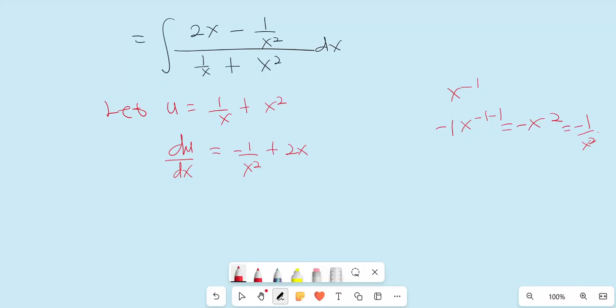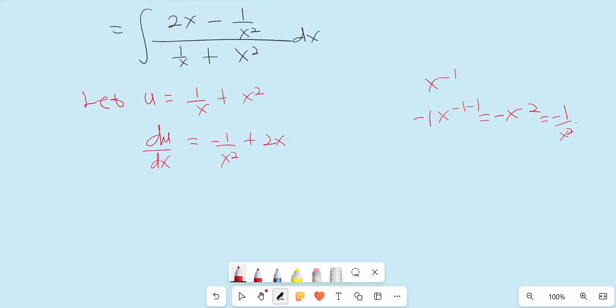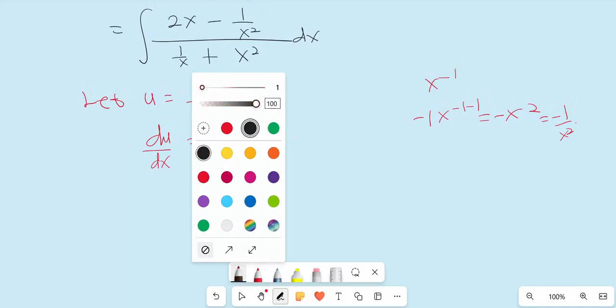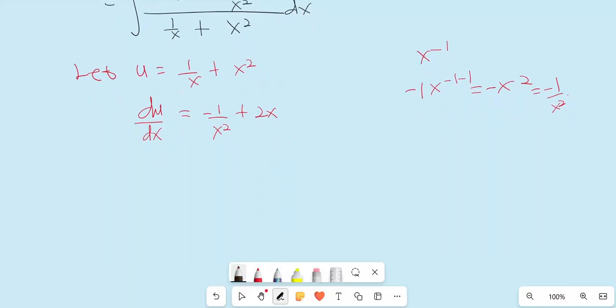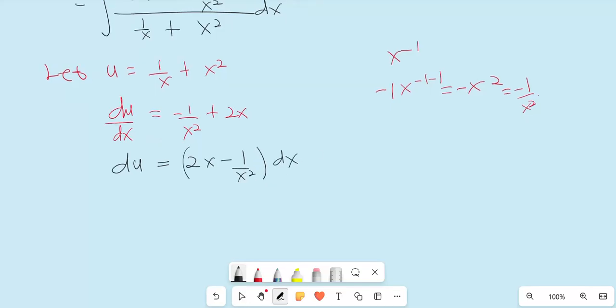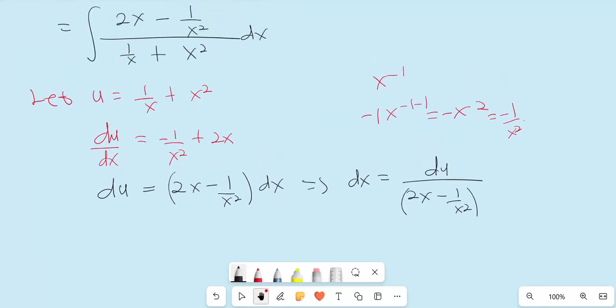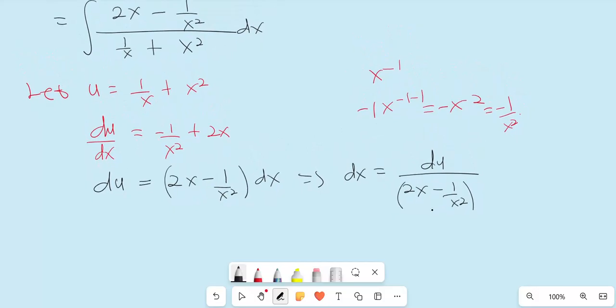And now if we look at the numerator, what happens there? So here, du is now equal to 2x minus 1 over x squared all times dx. It implies dx is equal to du all over 2x minus 1 over x squared. So in place of dx, we can just plug in this.